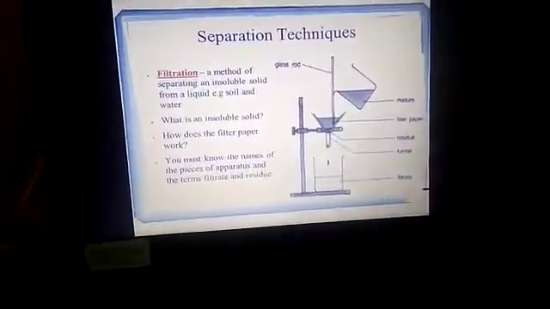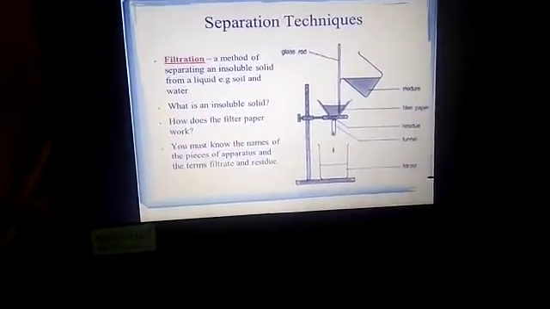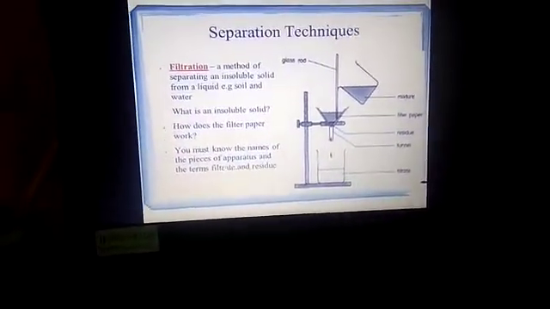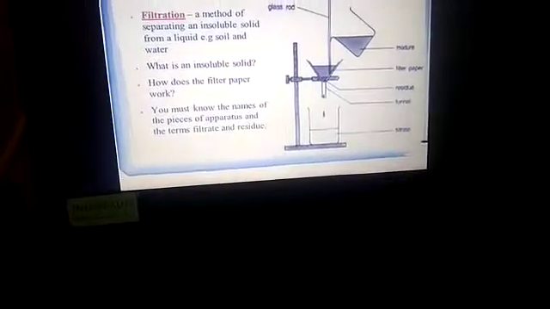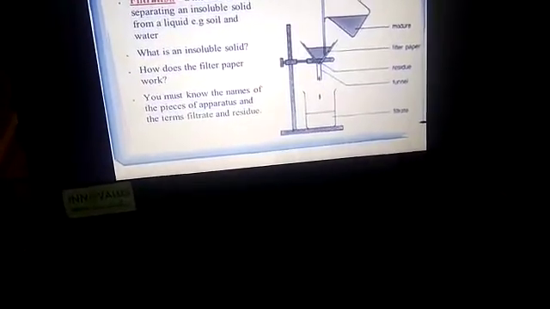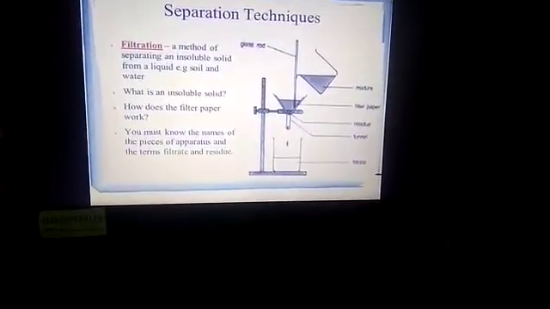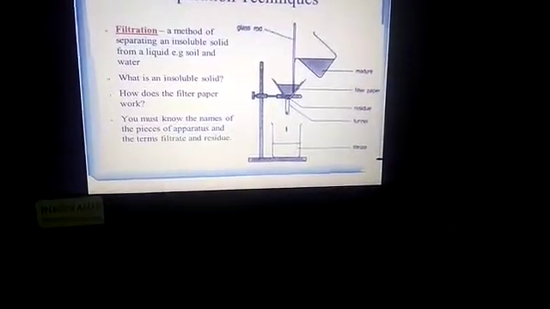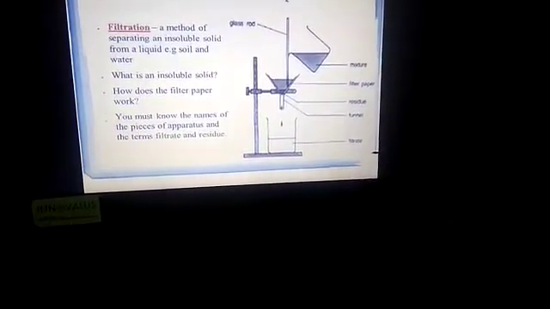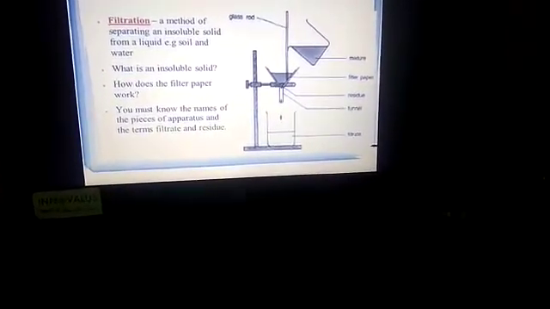The next separation technique is for solid-liquid mixtures. In this, the first one is filtration. What is filtration? An insoluble solid, for example calcium carbonate, is separated from a liquid component, water. This is the method of separating an insoluble solid from a liquid, for example soil and water. Soil is an insoluble solid. What is an insoluble solid? One which will not dissolve.